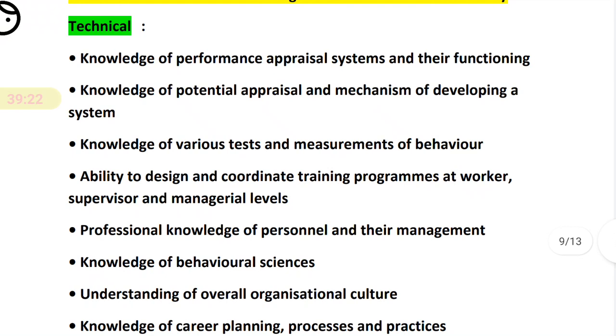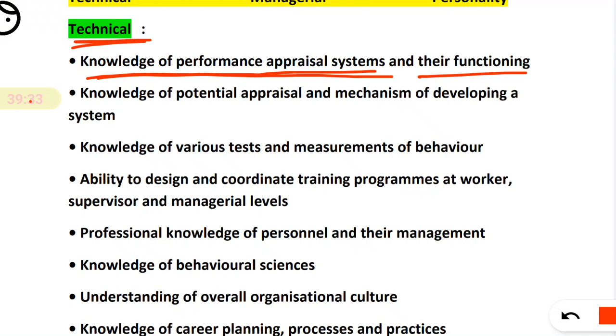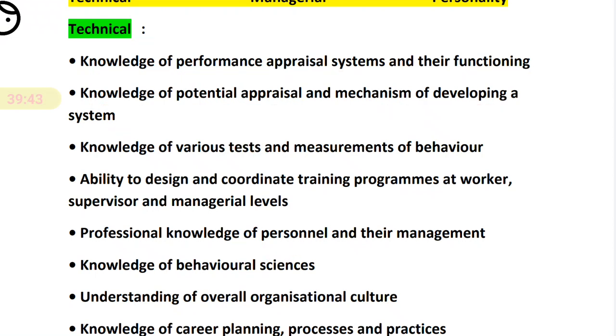What is included in the technical characteristics of the HR? First, knowledge of the performance appraisal system and its functioning. HR should have knowledge of the performance appraisal system and its functioning. Second, knowledge of potential appraisal and the mechanism of developing systems. So this is a completely theoretical part. We will just read. Okay.